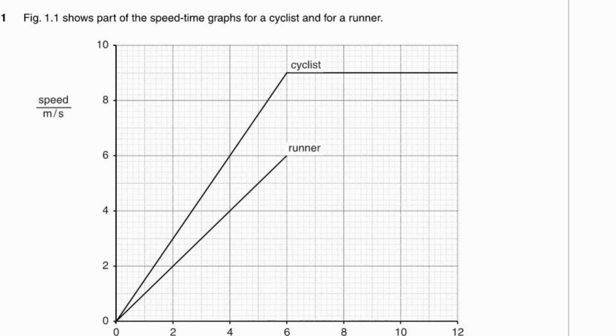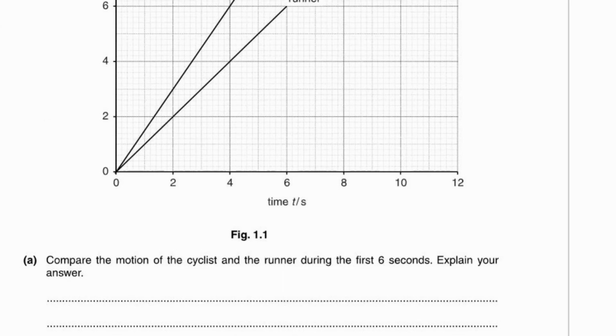Right, question 1. Figure 1.1 shows part of the speed time graphs for a cyclist and for a runner. Compare the motion of the cyclist and the runner during the first 6 seconds and explain your answer.